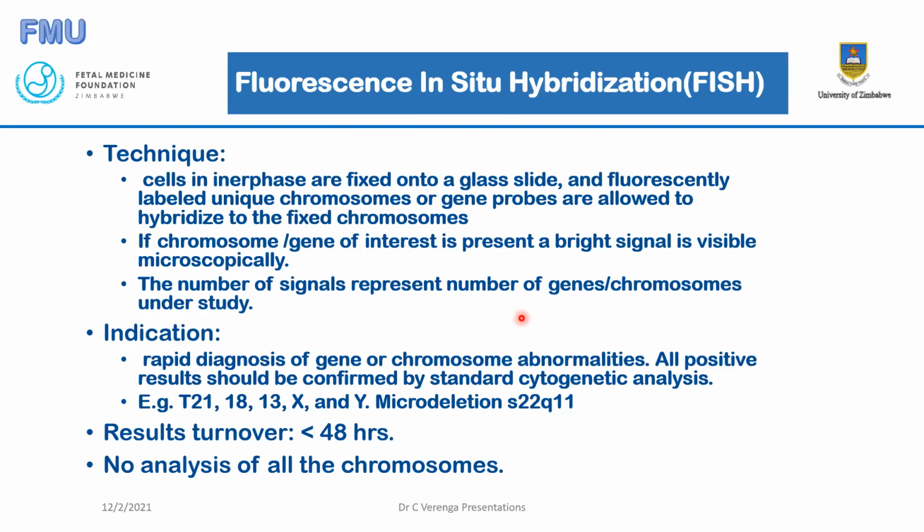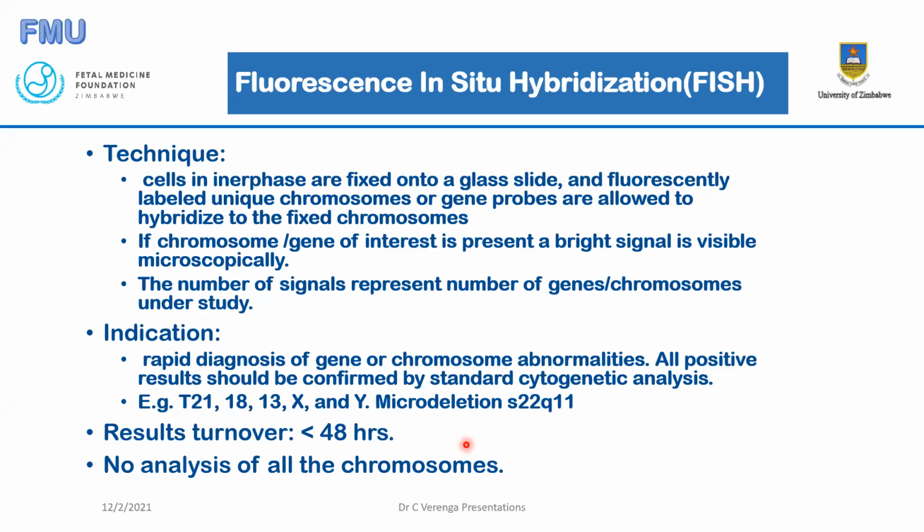This test is useful for what you call targeted analysis for the known abnormalities. What are the commonest reasons for doing it? If we want to just know, is trisomy 21 there or not? If we want to know, is trisomy 18 there or not? If we want to know if there is a 22q11 microdeletion or not, what people used to call DiGeorge syndrome, 22q11 deletion syndrome. So if we want to know these, we can order a FISH.